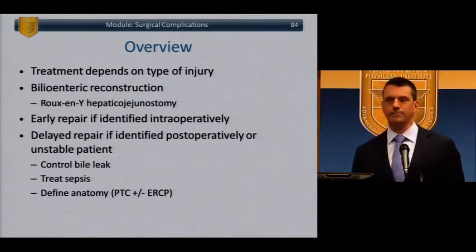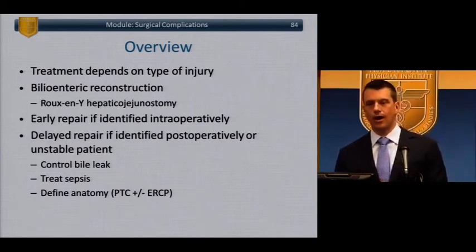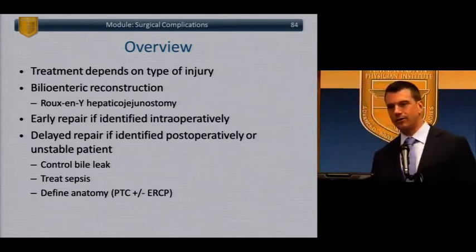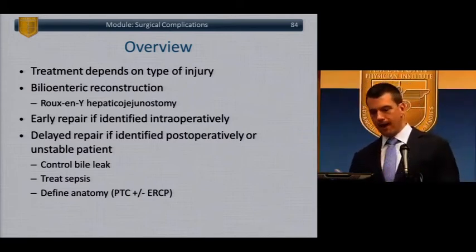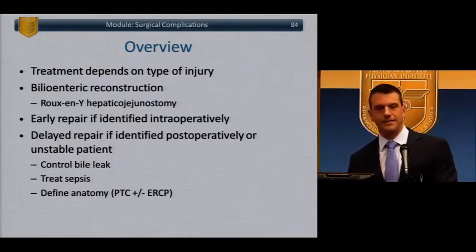Basically, you need to control the bile leak. If you get to that situation, you've got a big ductal injury, you're going to have to transport them. Just leave drains in there and leave it drained widely so that will at least control the bile, and then you can get them somewhere where they can do more. You want to treat any sepsis and then eventually define the anatomy.